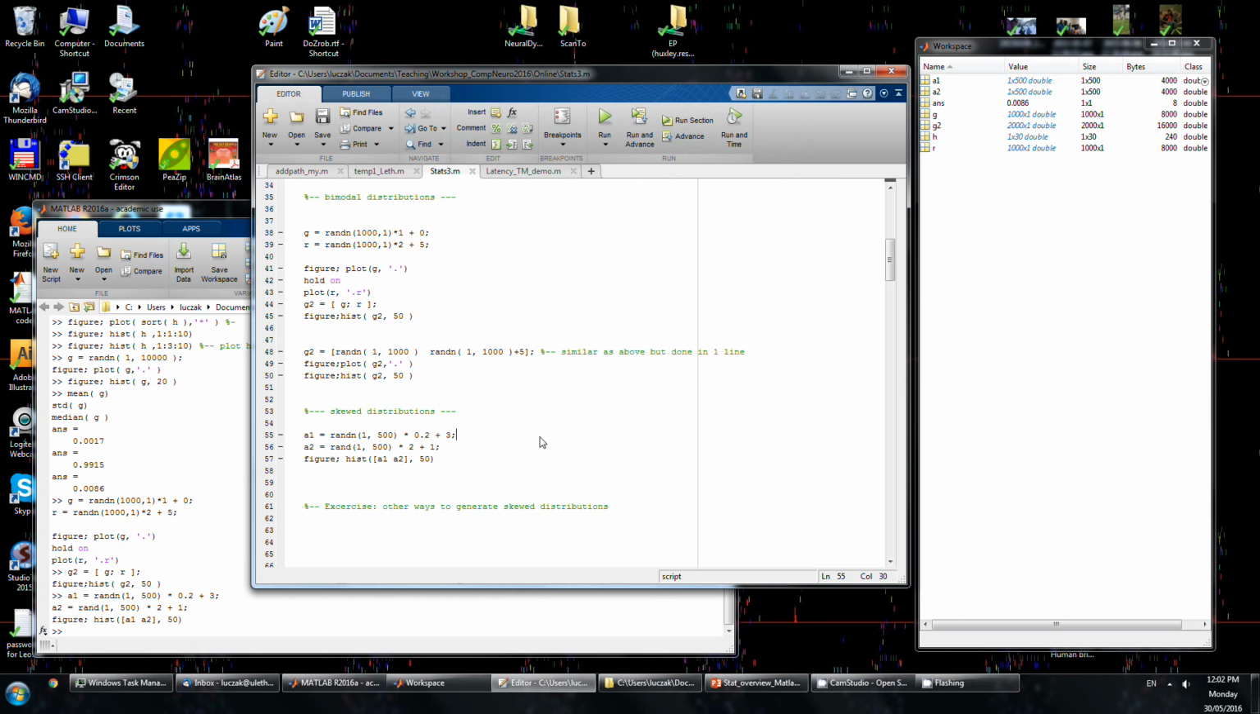And here is another exercise. Please think how to create skewed distributions in different ways, and there is an infinite number of ways. So let's think about 2-3 other ways in which you can create skewed distribution. Please pause.